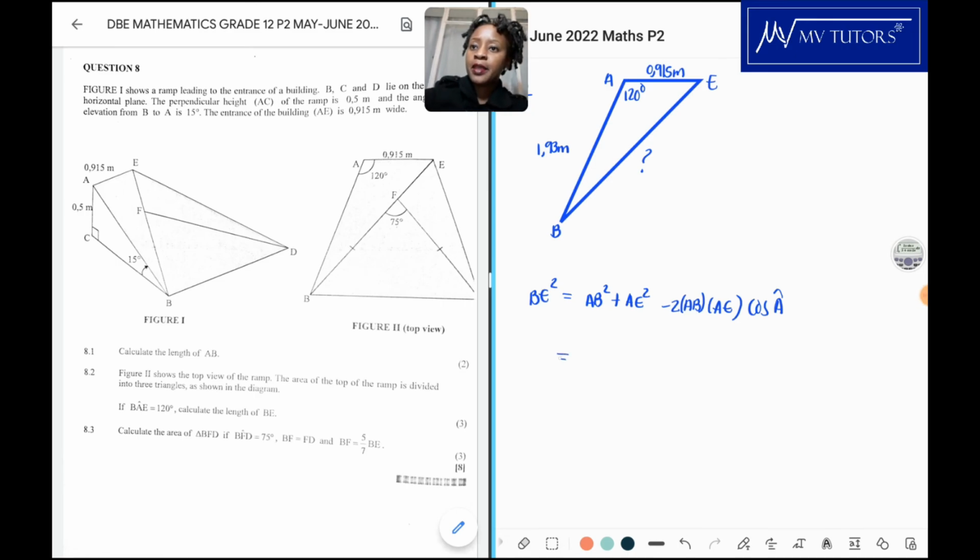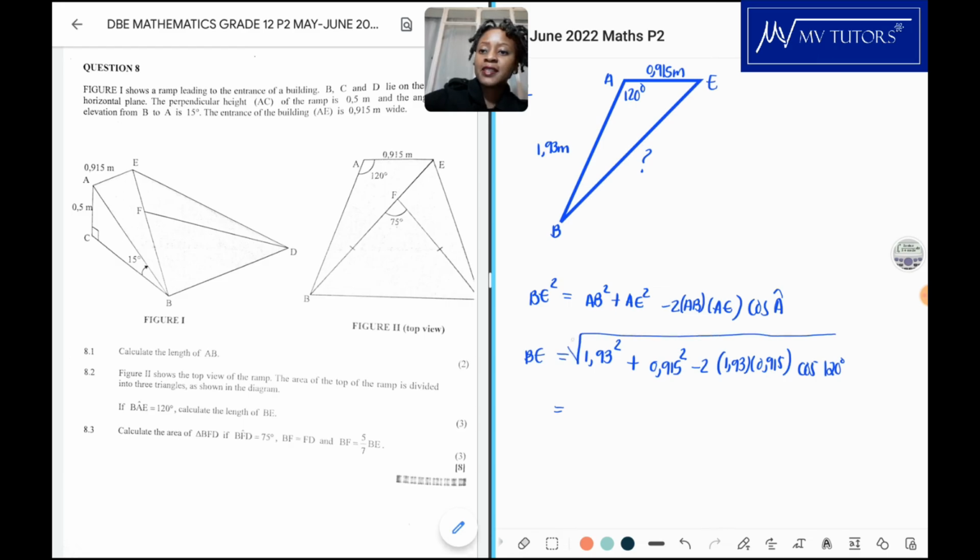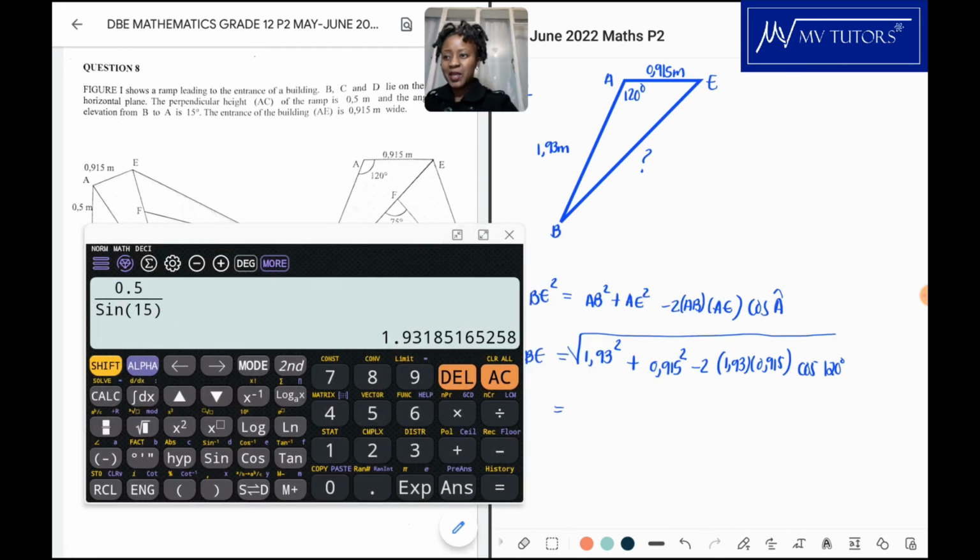All right, so what do we know? We know that AB is 1,93, so that's 1,93 squared. AE is 0,915 squared, minus 2 times 1,93 times 0,915. At this point, I hope we didn't delete that answer in your calculator because we're going to use it as it is, and then multiplied by cos 120. Then, to get BE, we're going to put all of that under a square root.